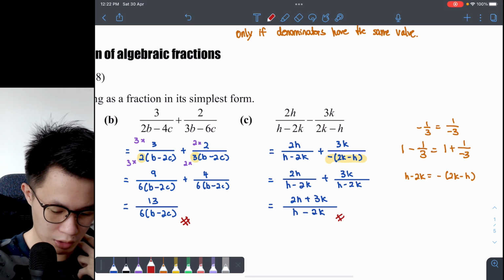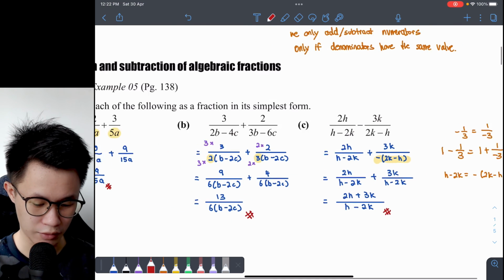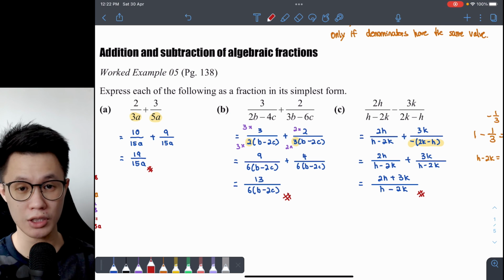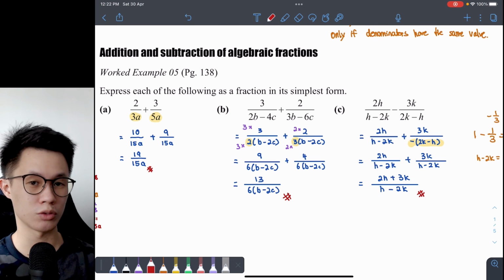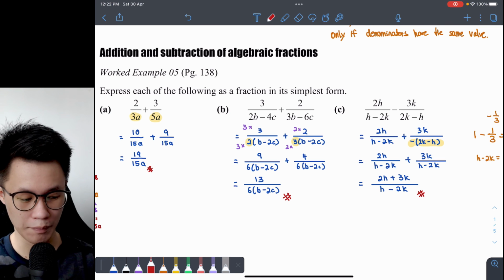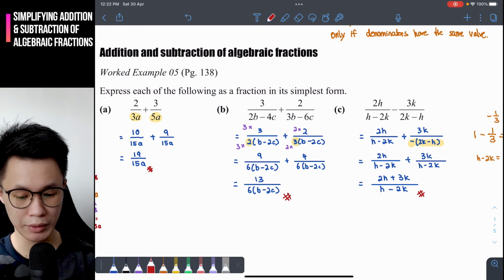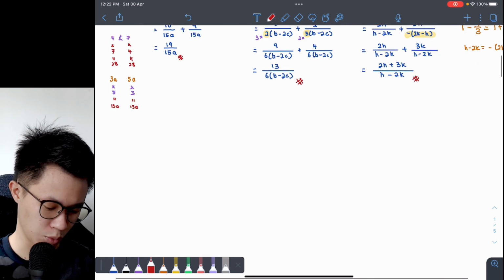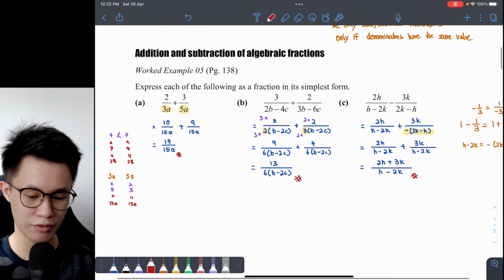Do take note the learning points from each of these examples. One, A is just a very simple manipulation. B is more like how to do that with more complicated terms, and last but not least, how to make use of the negative signs. Alright, so that will be all for work example 5. See ya.